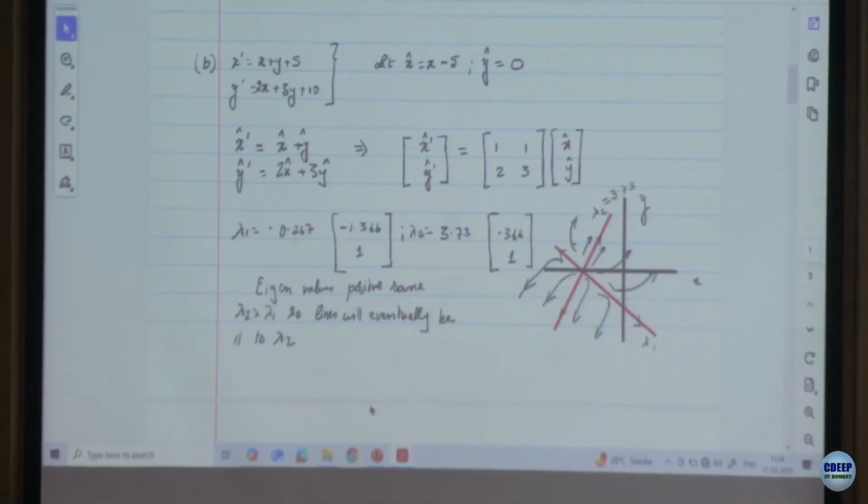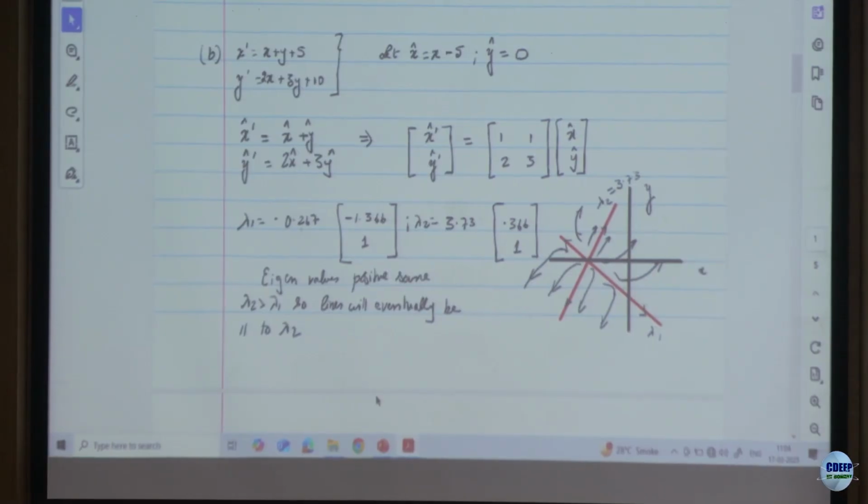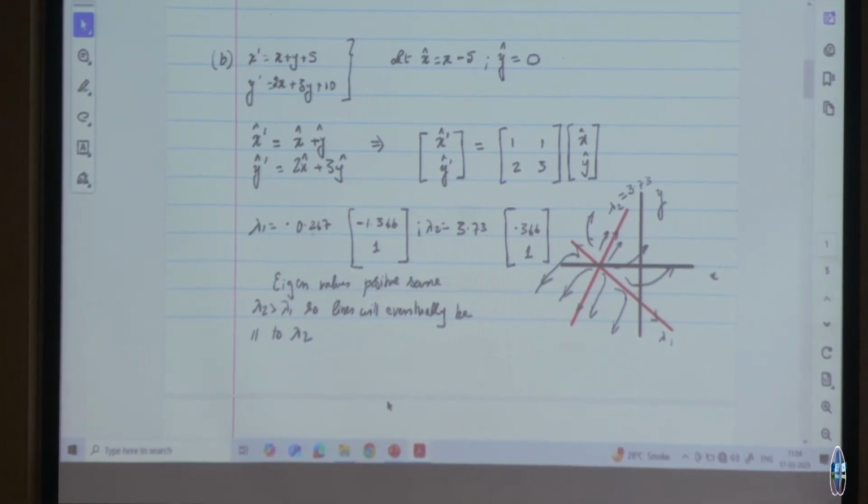This was something again straight out of the class notes, except once again, x prime and y prime were not equal to 0. Many of you want to make it 0 and plot it. I have not been overly harsh on that either, but you were expected to find out the eigenvalues and then the path lines.